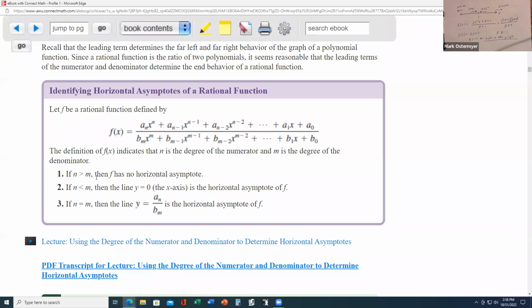Any questions about this definition of the location of a horizontal asymptote? Okay.